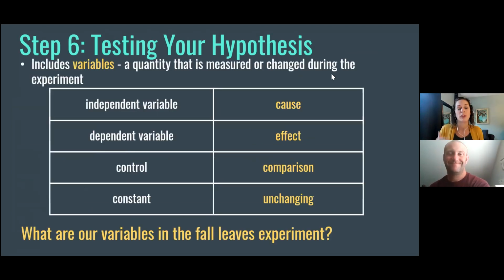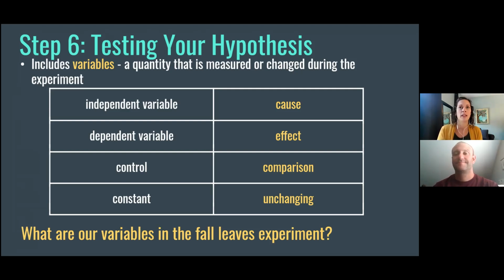So in this one, when you're testing your hypothesis, you're looking at those variables and they can be measured or changed during your experiment. You've got your independent variable, you've got your dependent variable, control, and constant. And these should be terms that are really familiar to you by this point in your science education. The independent variable is what is manipulated during the experiment, sometimes referred to as the manipulated variable. It's the cause. It's causing the change.